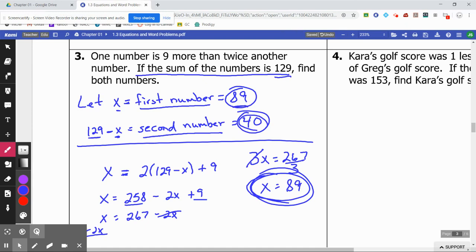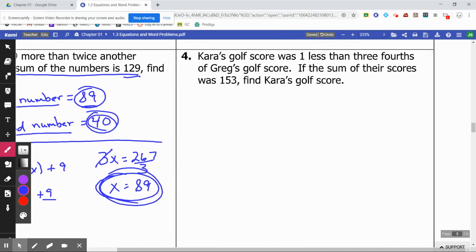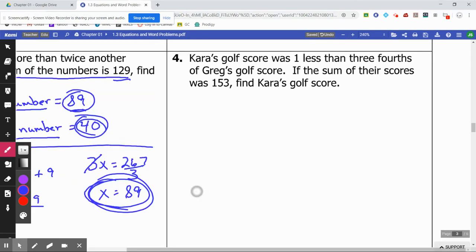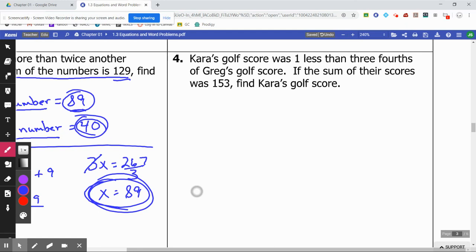And it does check out. Number 4. Kara's golf score was 1 less than 3/4 of Greg's score. The sum of their scores is 153. So we have the same thing here.